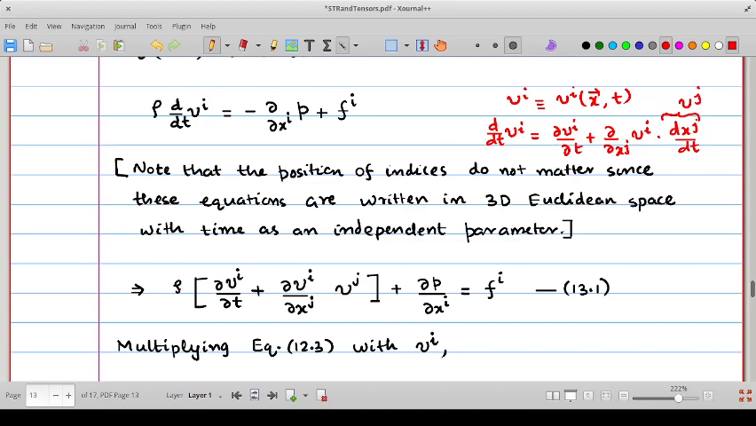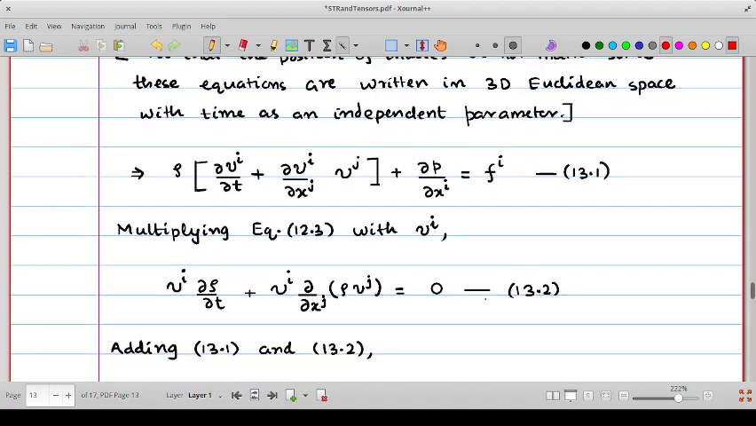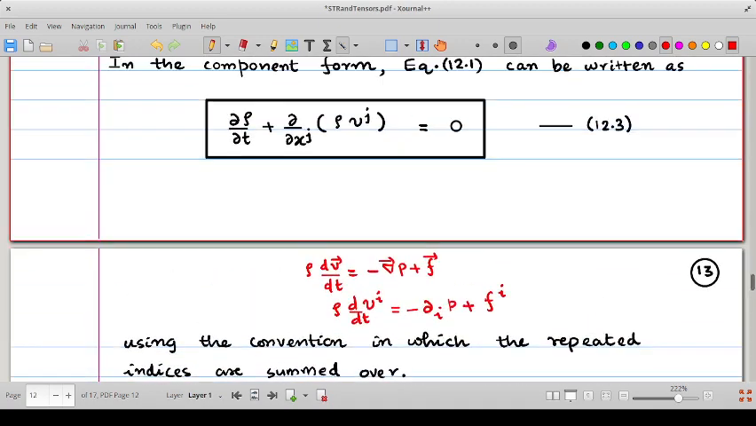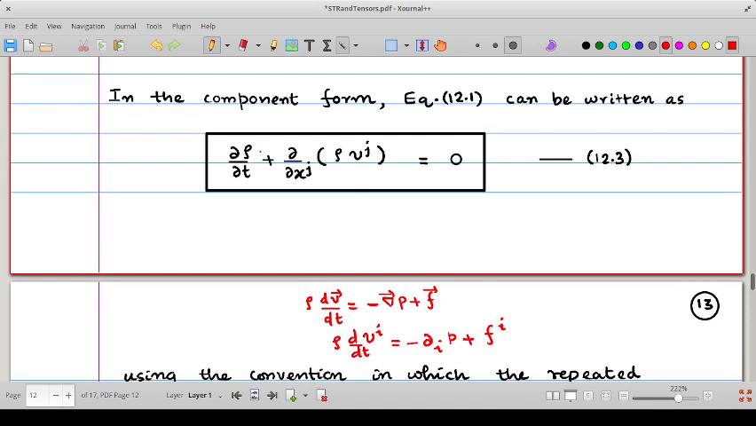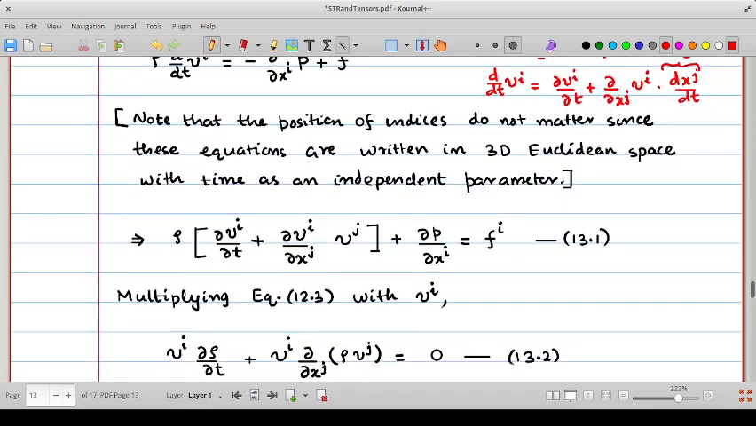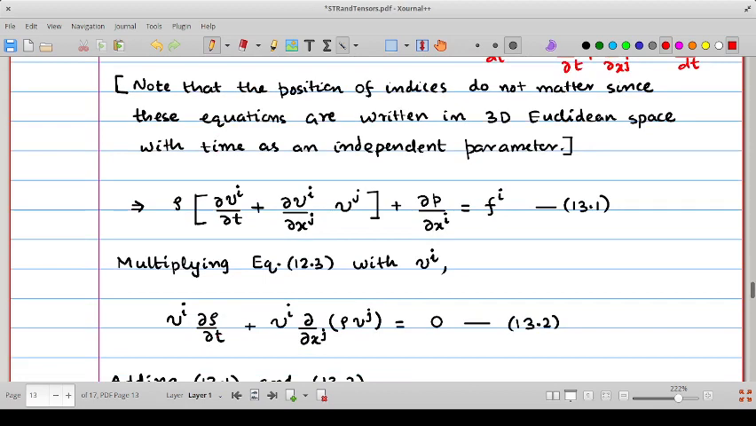So this left hand side becomes rho times dvi by dt, that is this, plus this is d by dxj of vi, and that's what this is, and this vj is written here, plus now this is taken to the left hand side, dp by dxi is equal to on the right hand side fi. Now we can go to this equation and multiply it with vi. So I will have vi here and a vi here. So that equation is vi d rho by dt plus vi d by dxj rho vj equal to 0.